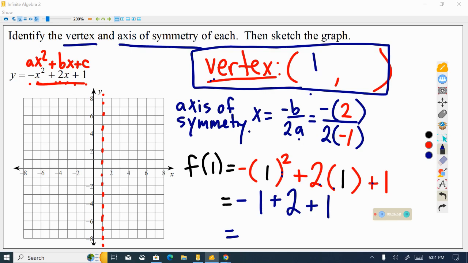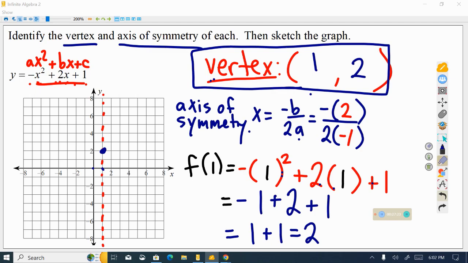So again, like I said, we have -1 plus 2, which is equal to 1. And then 1 plus 1 is equal to 2. So that is the y-coordinate of our vertex. That tells me that to place the vertex, I have to go to the right 1 and then up 2. And that's my vertex point right there.